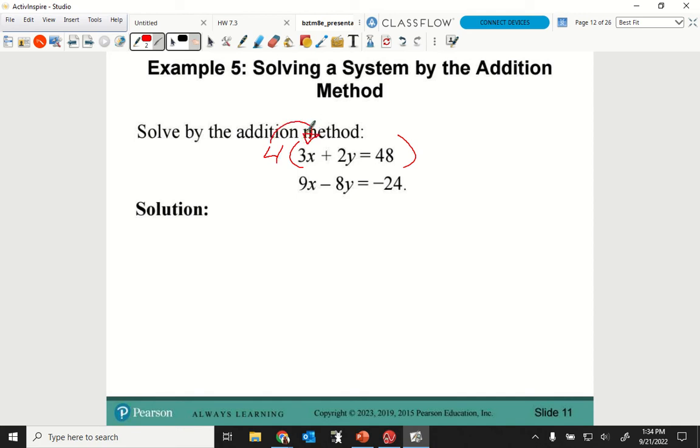Let's go ahead and distribute this. So 4 times 3x is going to give me, very good, 12x. 4 times 2y, 8y. It's a positive 8y, isn't it? So the sign's going to go with it. Positive 8y. Bring down my equal sign. And then my 4 times 48, 192.